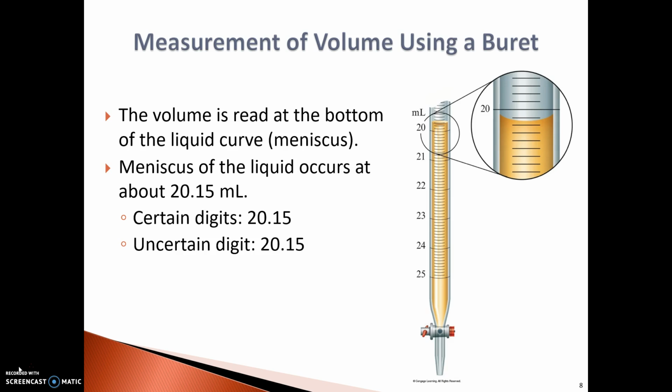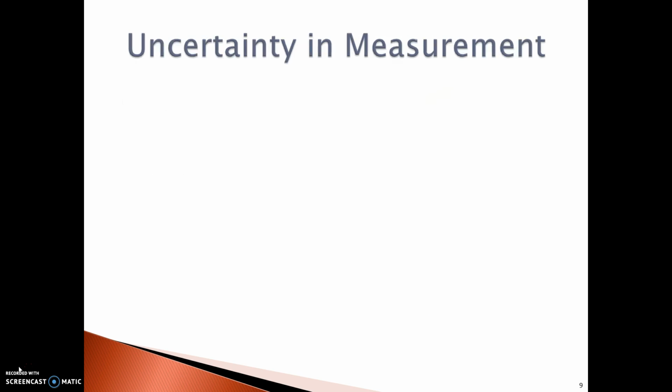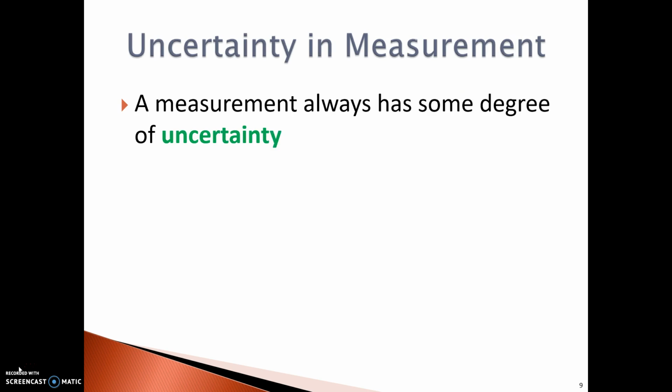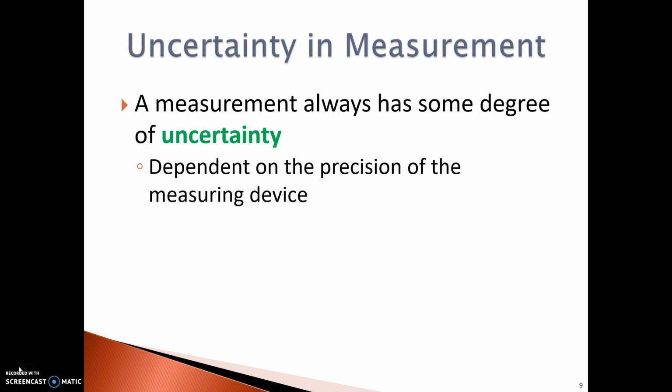Let's look at another example using a burette, which is another measuring tool used in chemistry. If we again read the volume at the bottom of the meniscus, it occurs at about 20.15 milliliters. Again, the 20.1 is certain because the tool is divided into the tenths place. The 5, though, is estimated, and so it is uncertain. Another individual might measure that as a 4, someone else may measure it as a 6. Any measurement always has some degree of uncertainty. The level, though, is dependent on the precision of the device being used to make the measurement.